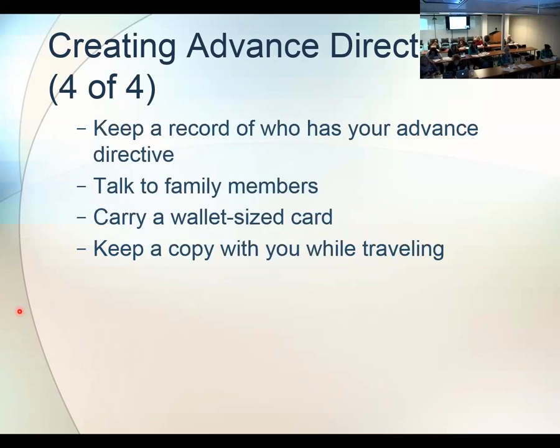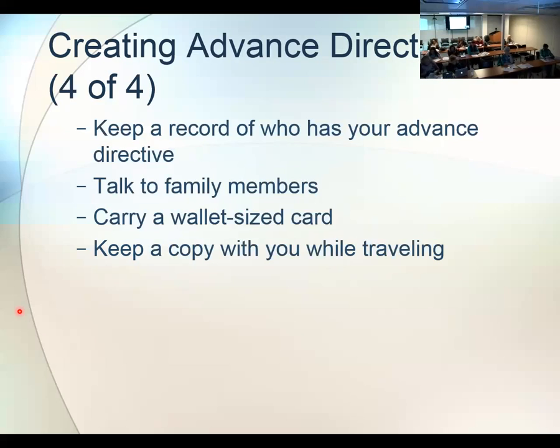You want to keep a record of who has your advance directive. Those advance directive forms give you the option of keeping track of who you gave it to. This is important because if you decide to change your advance directive, you have a record of who you gave the old ones to, so they can update it and shred the old copy. You want to talk to family members regarding your decision so everybody's on the same page, there's no conflict, and they understand that these are in fact your wishes and what you want to have happen.